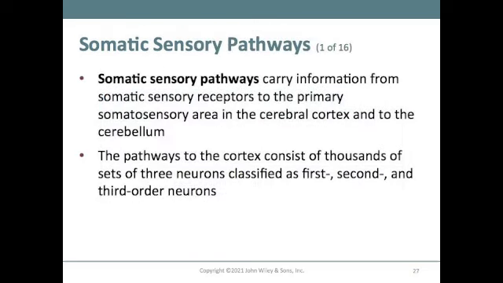Moving on to somatic sensory pathways. The somatic sensory pathways relay information from somatic sensory receptors in the skin, muscles, and joints to the primary somatosensory cortex in the parietal lobe of the cerebrum and to the cerebellum. A somatic sensory pathway consists of thousands of sets of 3 neurons. These 3 neurons are classified as first, second, and third order neurons.